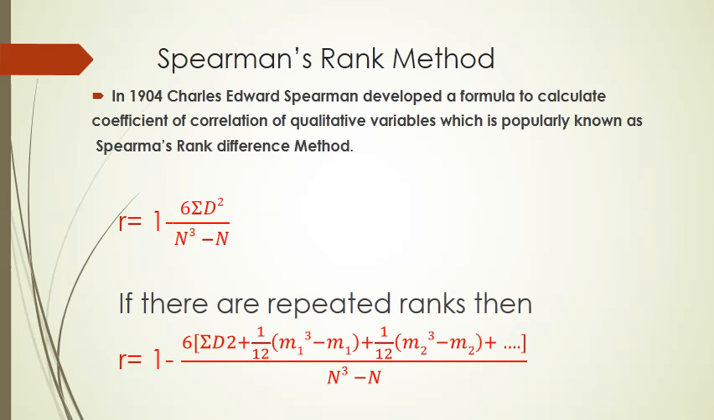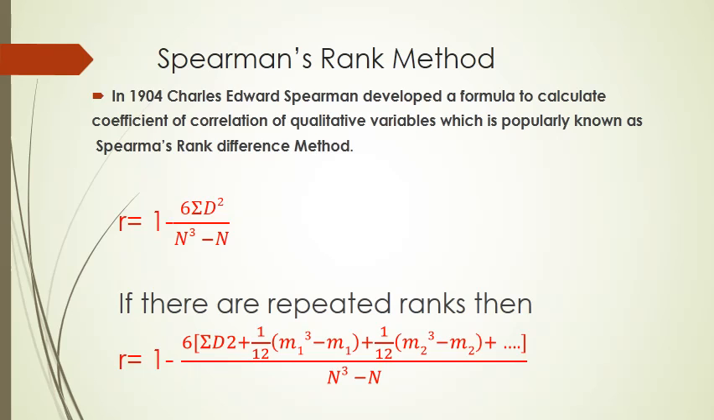And in case of repeated ranks, there is a slight change in the formula. At that time, r is equal to 1 minus 6 times the summation of d square plus 1 by 12 times m1 cube minus m1, plus 1 by 12 times m2 cube minus m2, plus and so on. It will be repeated as many times as there are repeated ranks in the question. If the number of repeated ranks is 3, then this will be m1, m2 and m3. If it is only 1, it will be m1. If it is 2, it will be m1 and m2.